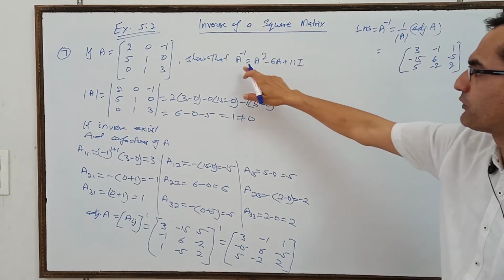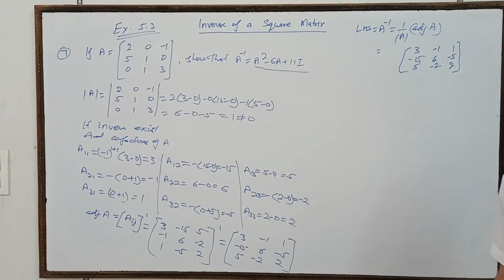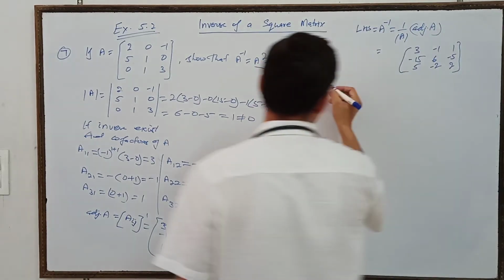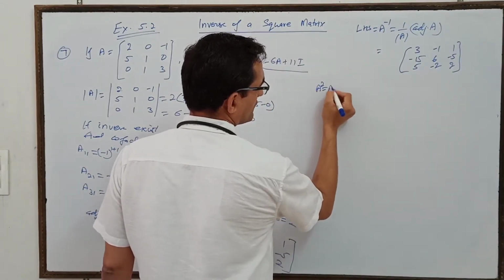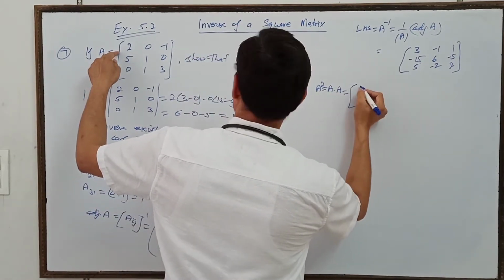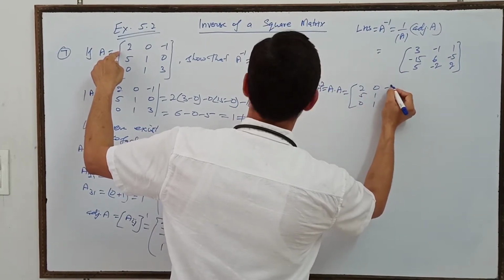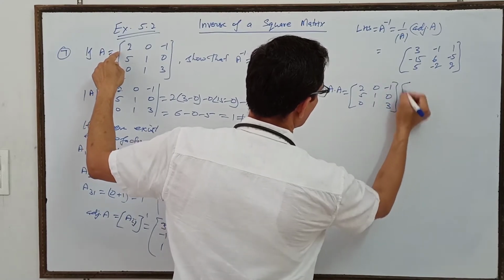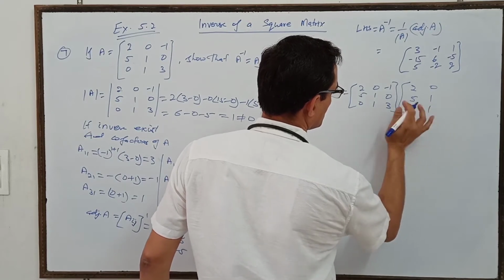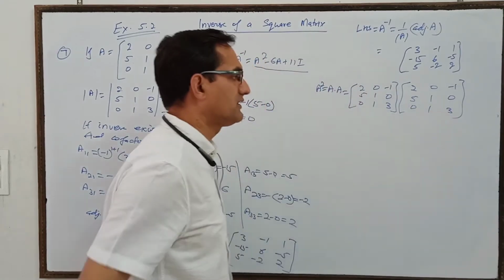Now we have to prove that this one is equal to this one, so we will now find out the right hand side. For this one, first of all, we have to find the square of A. A square is equal to A into A. A into A means 2 5 0, 0 1 1, minus 1 0 3 into the same matrix. You have to multiply it.